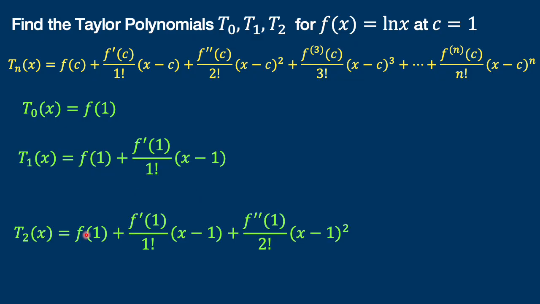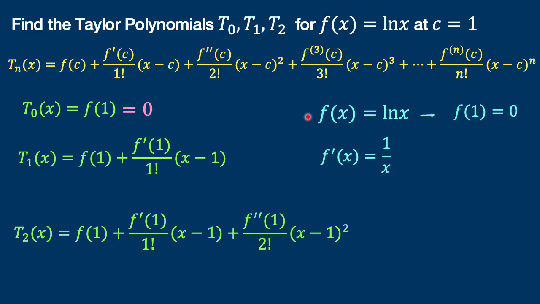T2 means degree 2. So f of 1 plus f prime of 1 over 1 factorial times x minus 1, plus the second derivative of f at 1 over 2 factorial times x minus 1 squared. So let's find T0, T1, T2. We need to find the first derivative and second derivative. f of x is ln x, so f of 1 is 0, because ln 1 is 0. So T0 is 0. We need the first derivative. f prime of x is 1 over x.